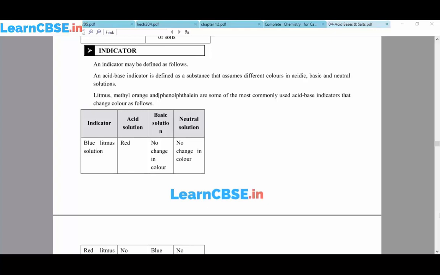Then the methyl orange and the phenolphthalein. These are all the common indicators we use to check acids and bases. So these are the most commonly used acid and base indicators.